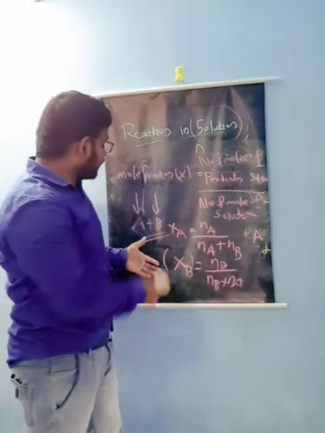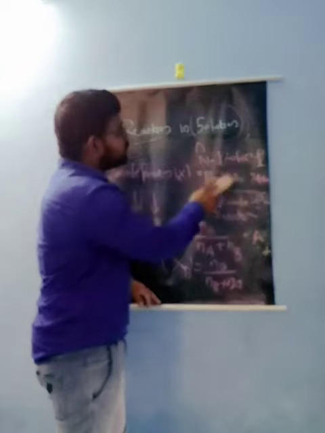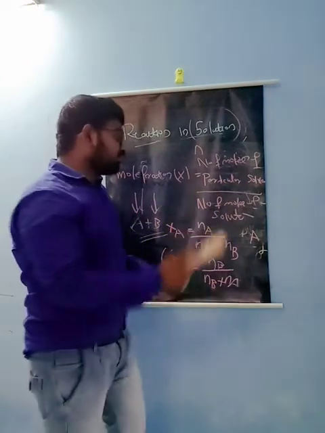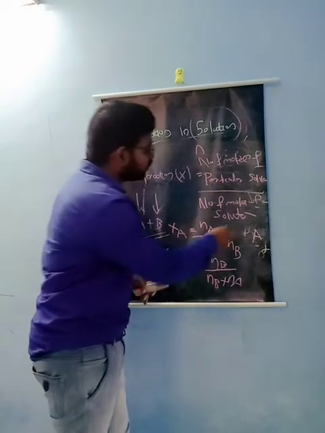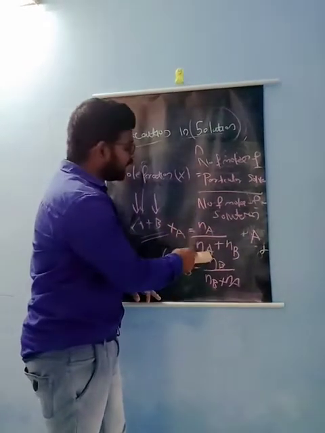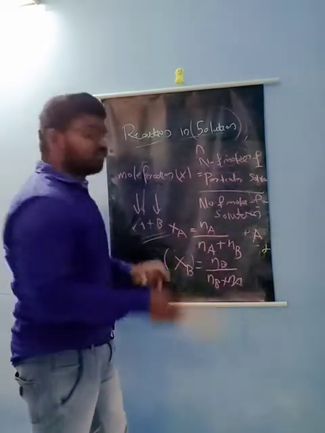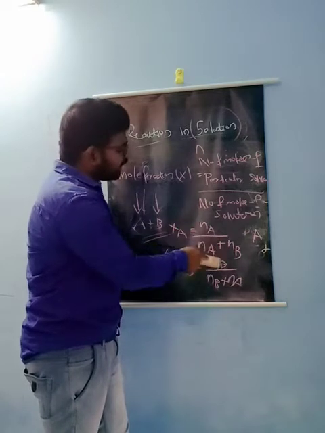By determining the mole fraction of A, we know that it is the number of moles of the particular solute, that is the number of moles of A, divided by the number of moles of the solution. Here the solution is Na plus Nb, the sum of Na and Nb. So the mole fraction of A can be determined: Xa equals Na divided by Na plus Nb.